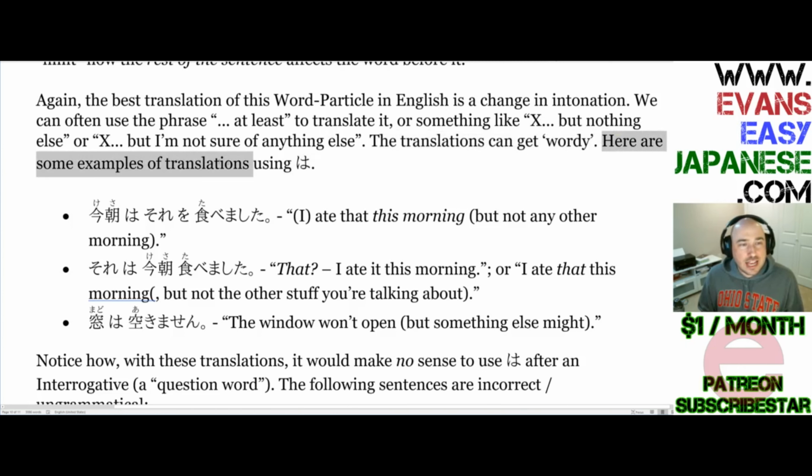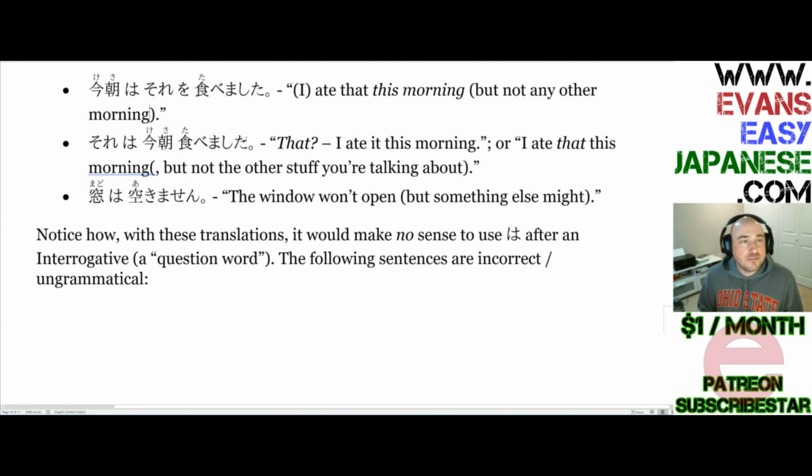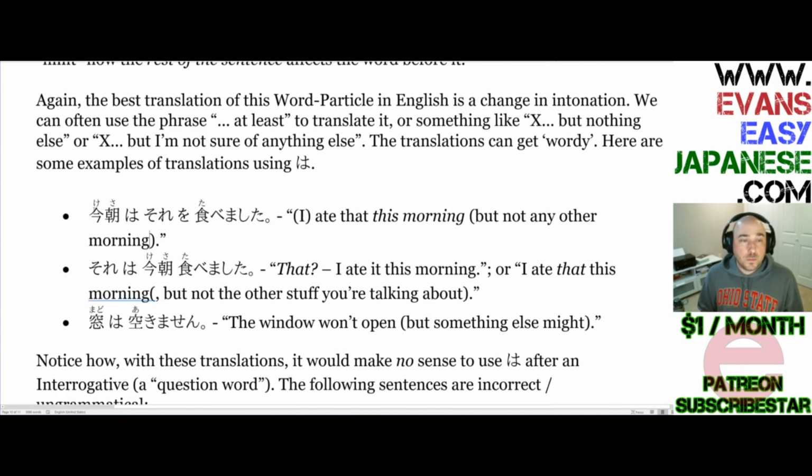Here are some examples of translations using wa. And I put all that wa garbage inside of parentheses because otherwise it's hard to see in writing.